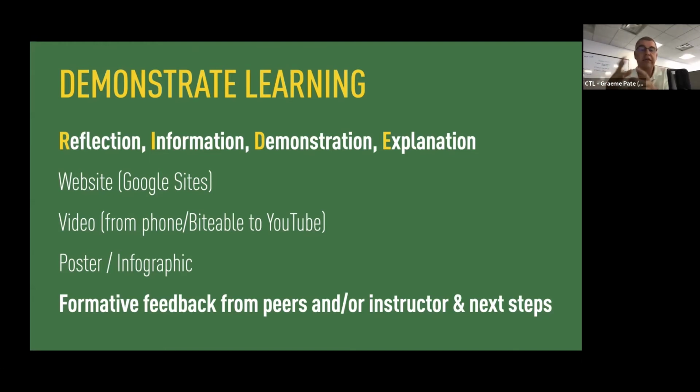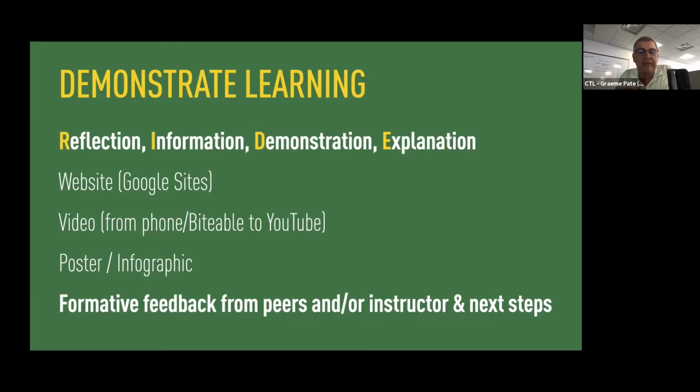So again, you can set up a system where maybe it doesn't have to be the whole class, but maybe in a synchronous environment, you look at everybody else's, or maybe they go into breakout rooms with another group and share it with them. Giving formative feedback from the peers or from yourself is very important. But you'll also notice at the bottom of that line, it says formative feedback from peers and/or instructor and next steps. And that's the important part to learning.